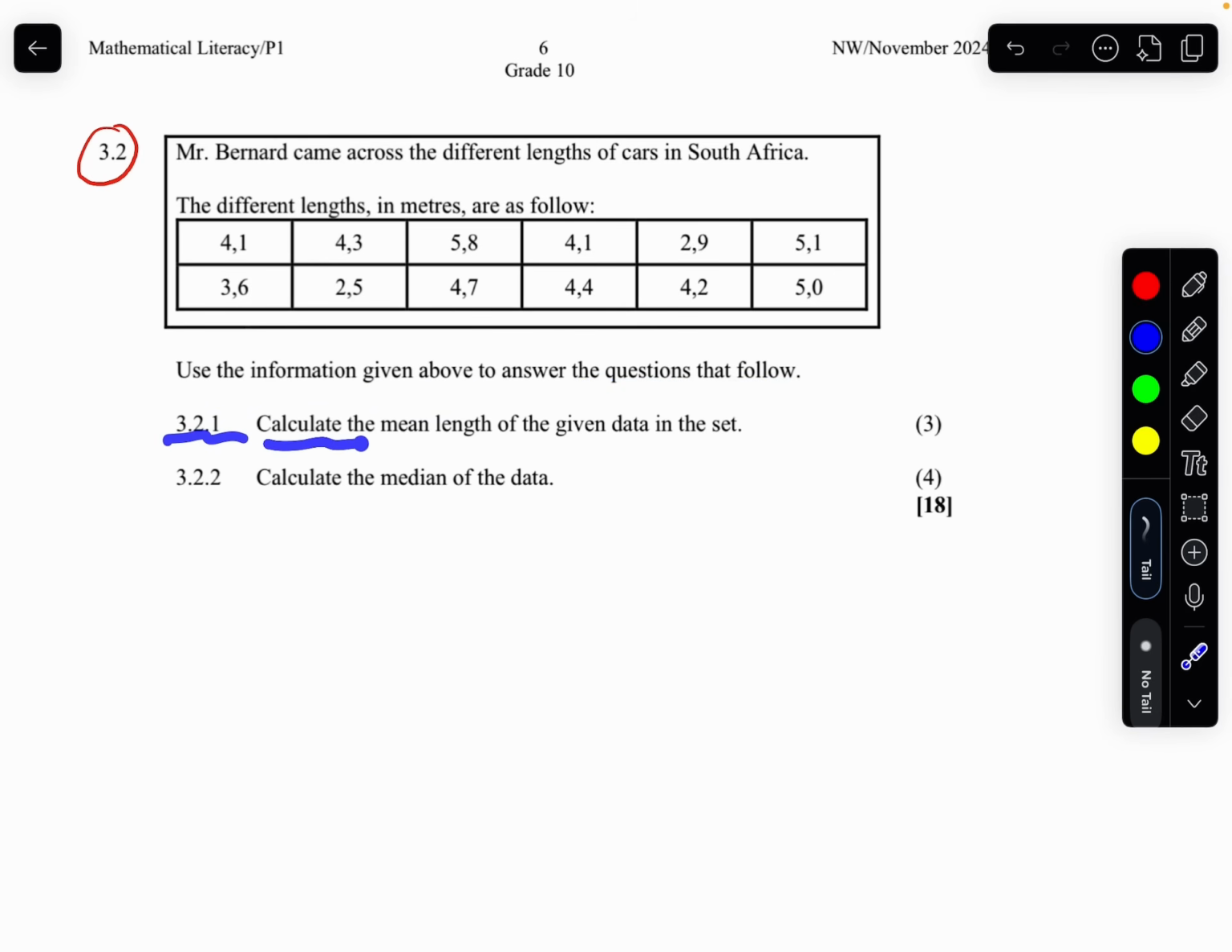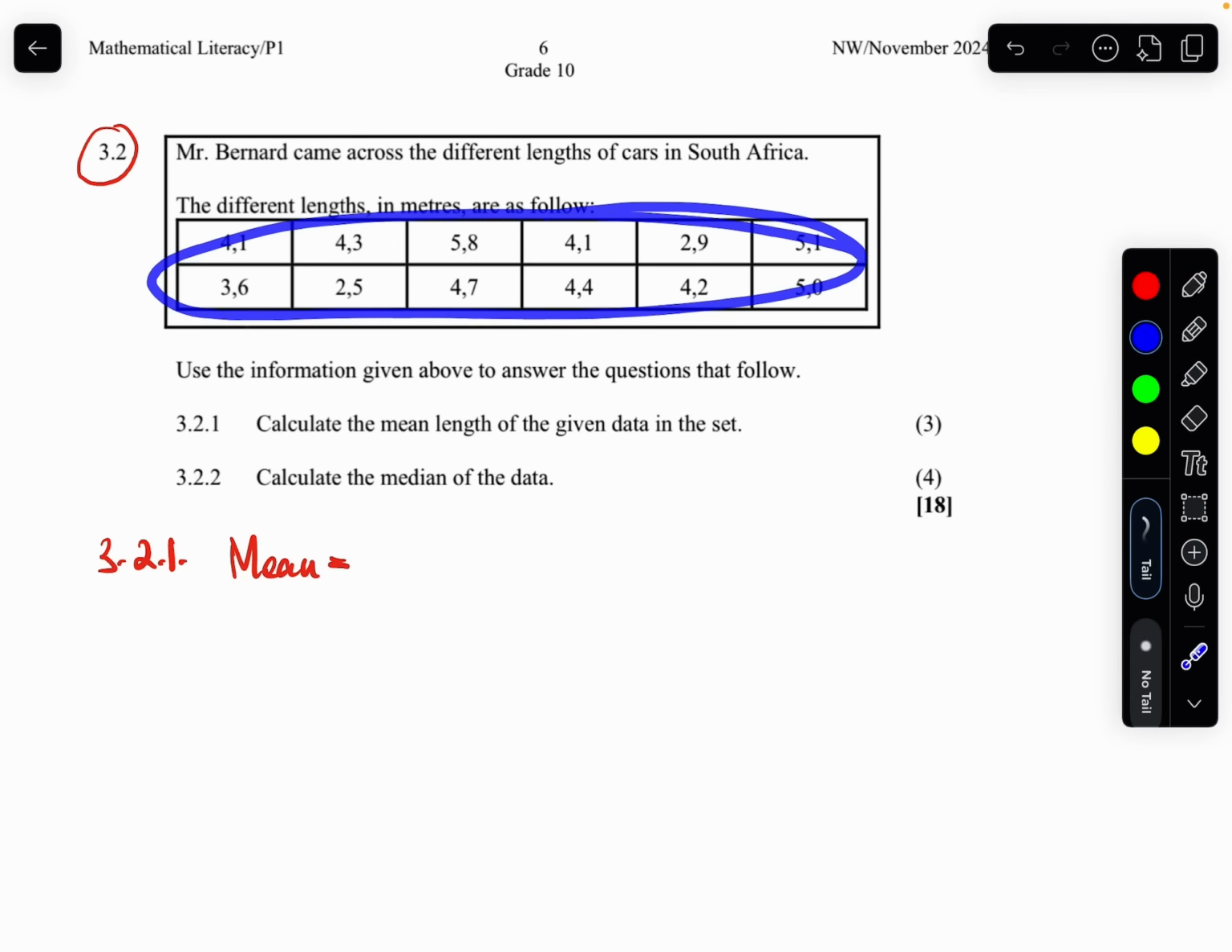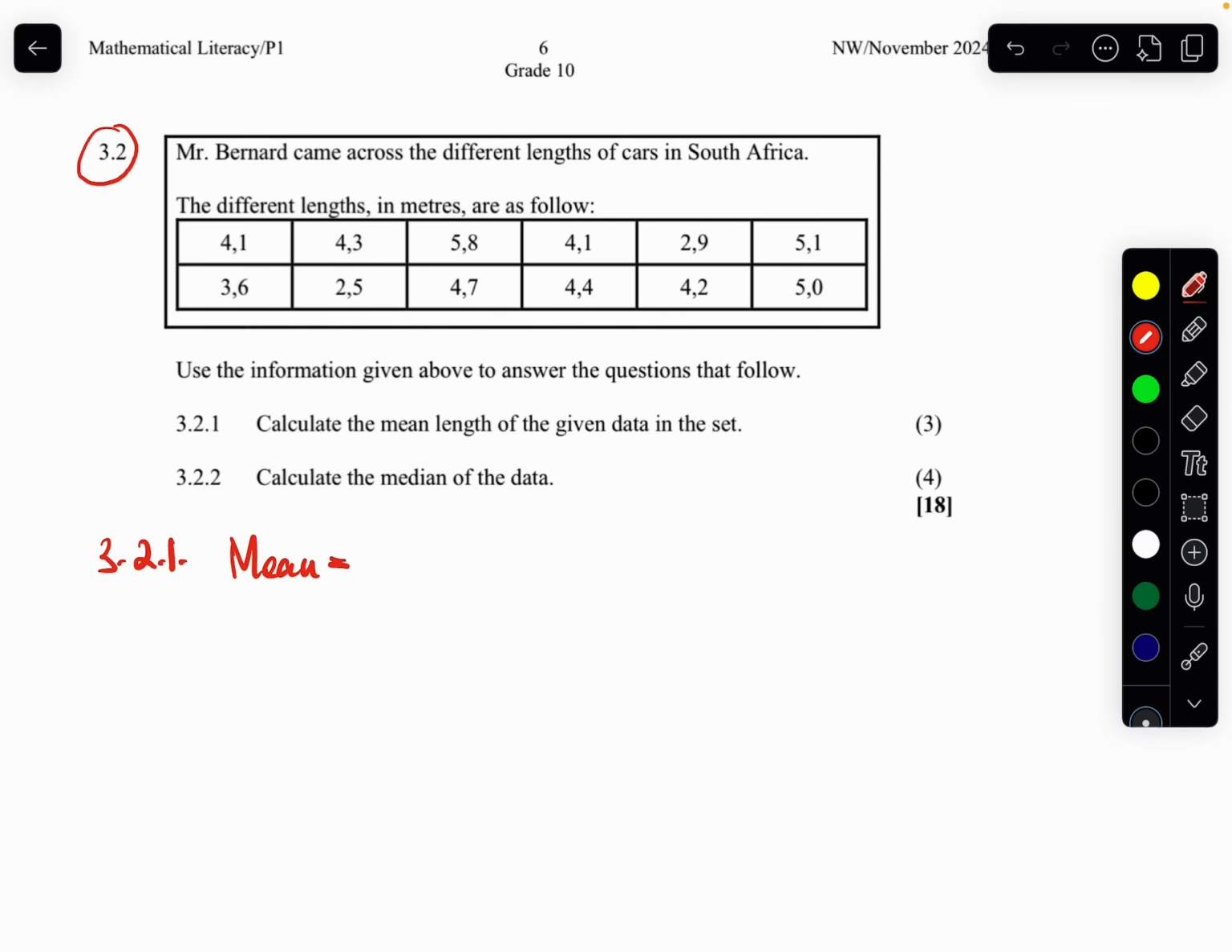Now 3.2.1, it says calculate the mean length given the data. When we talk about the mean, we talk about the average, right? What do you do with the mean, guys? You take all these values, you add them, and then you divide by the number of them. How many are they? 2, 4, 6, 8, 10, 12, right? So let's cut to the chase.